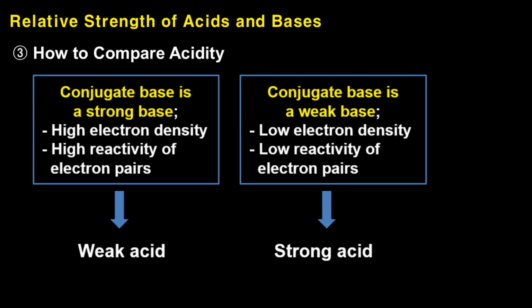But if the conjugate base has low electron density and isn't very reactive, it's a weak base, meaning it doesn't have a strong pull for protons. And that suggests the original acid was strong because it gave up its proton easily and left behind a nice, stable conjugate base. So in short, a strong conjugate base means the acid was weak, and a weak conjugate base means the acid was strong.